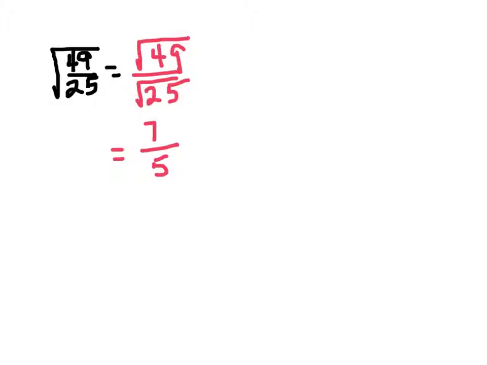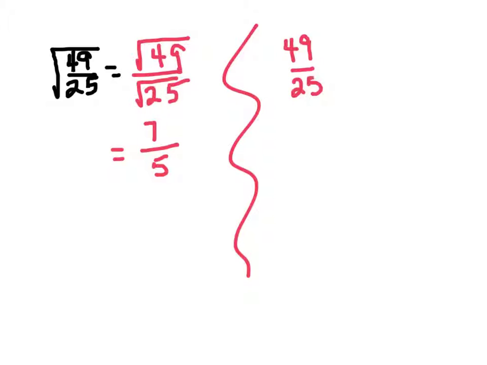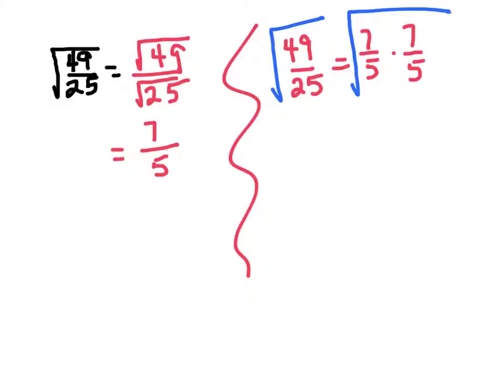Easy peasy. Now, another way to think about this, if you don't want to use that method, is that 49 over 25, that's like 7/5 times 7/5. So when I have the square root of 49 over 25, that's equivalent to the square root of 7/5 times 7/5, which comes out then just as 7/5, as these can be put together to come out with the square root of 7/5.